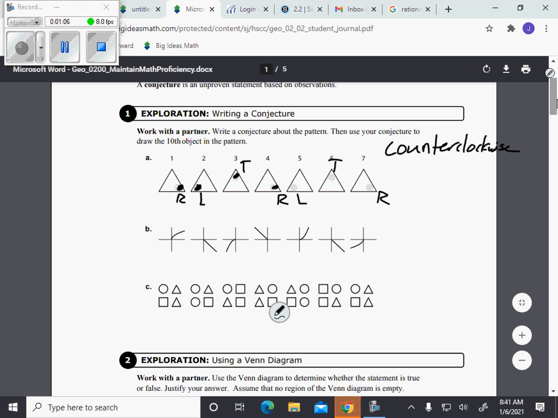So in the 8th, it's going to be in the left. In the 9th, it's going to be at the top. The 10th place, it's going to be in the bottom right. Okay, so if I were to draw it, I'd draw my triangle and then my circle right there.